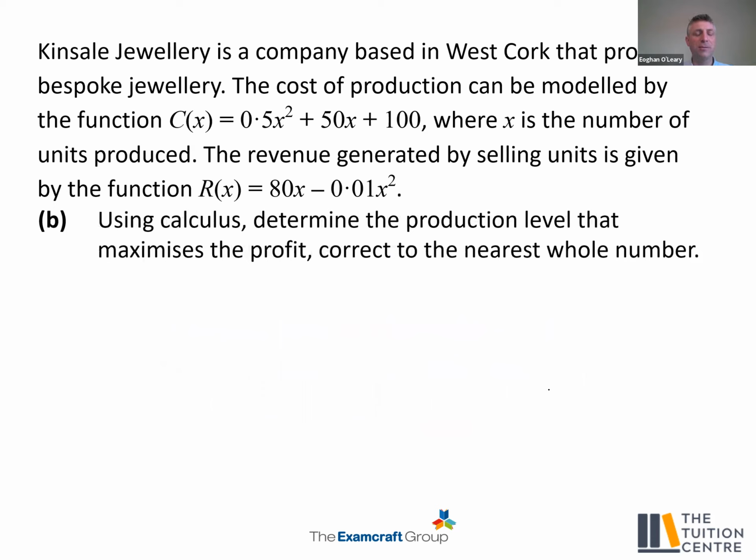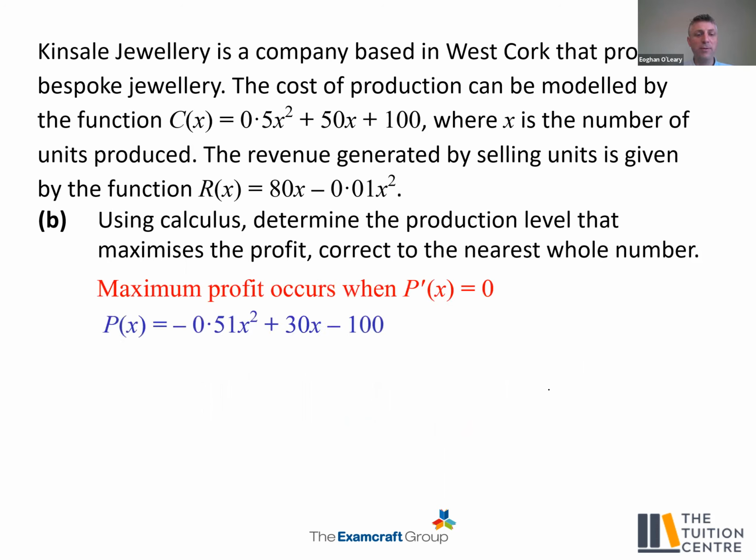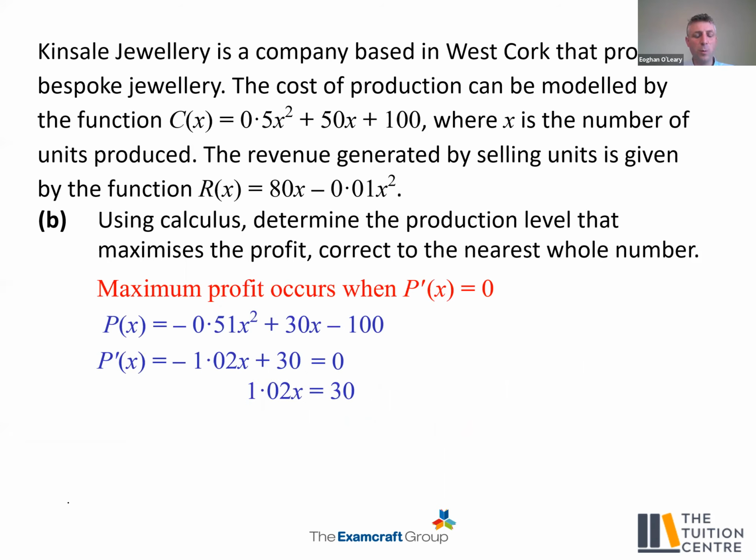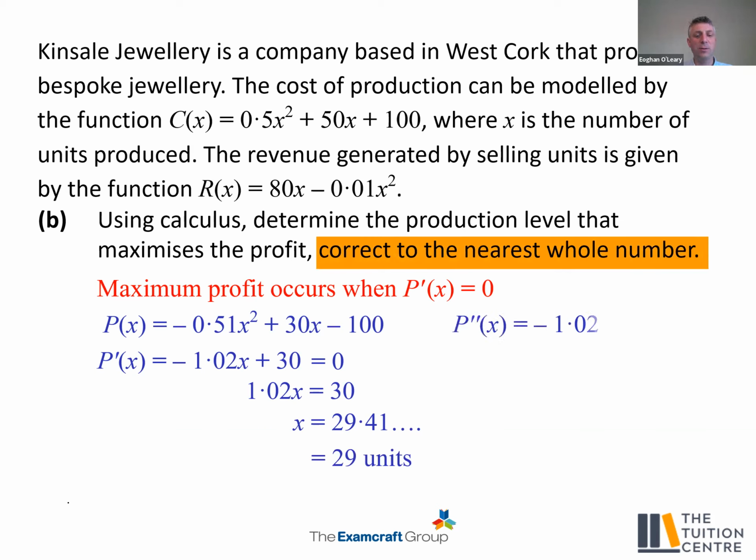Using calculus, differentiation, integration, determine the production level that maximizes the profit correct to the nearest whole number. So maximum profit occurs where the first derivative equals 0. So here is our function. Our first derivative is minus 1.02x plus 30 equals 0. So here's our first derivative, and we're going to solve it equal to 0. So 1.02x is equal to 30, x is equal to 29.41, correct to the nearest whole number, x is equal to 29 units.